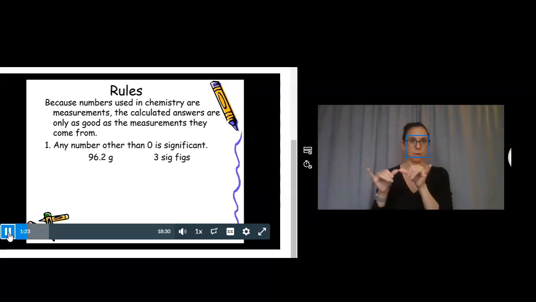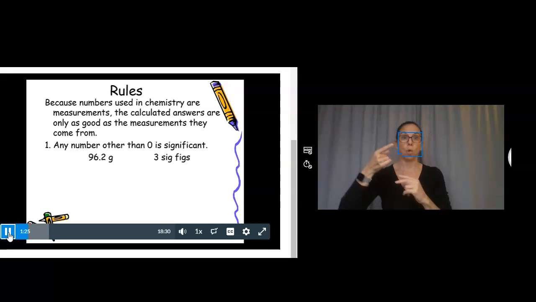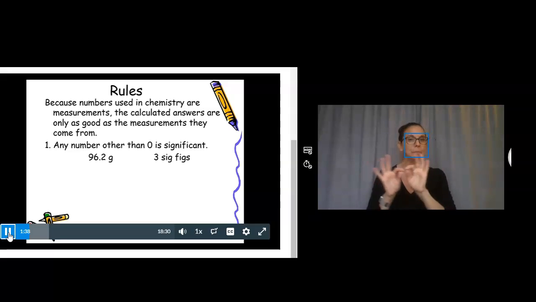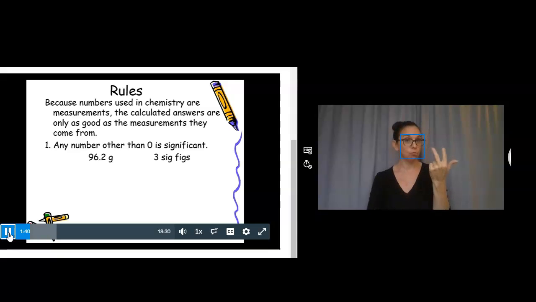Rule one: any number other than 0 is significant. The example here is 96.2 grams. The 9 is significant, the 6 and the 2, they're all significant. So we would say that this measurement has 3 significant figures, or sig figs for short. The rest of these rules deal with zeros. As you can tell from this rule, the issue isn't the digits that aren't 0, it's the 0 itself. So let's move on to rule number 2.